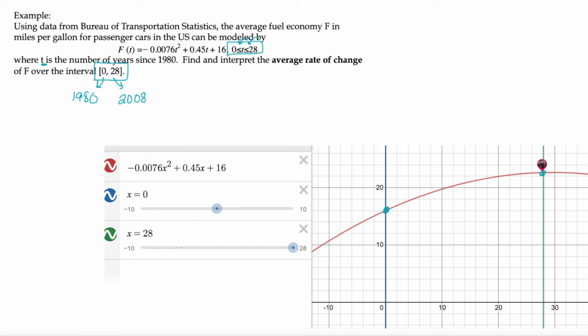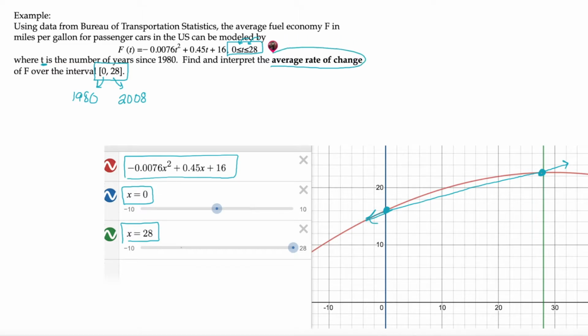I created two x values to get a visual utilizing decimals, and I also put our equation here so we could see. I'm looking for what is the slope of this particular line. So what is the average rate of change? That is our clue to utilize the formula from the previous page. We need to find the change in f over the change in time for years.